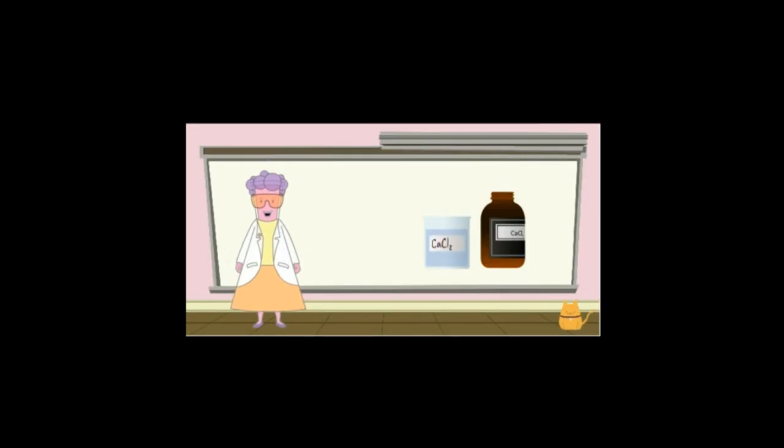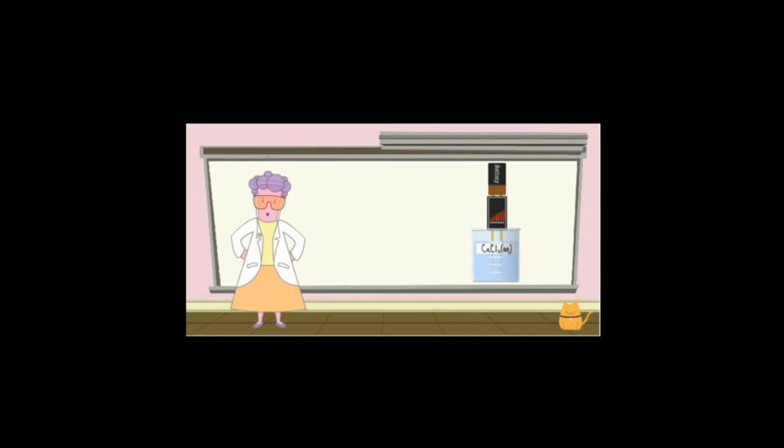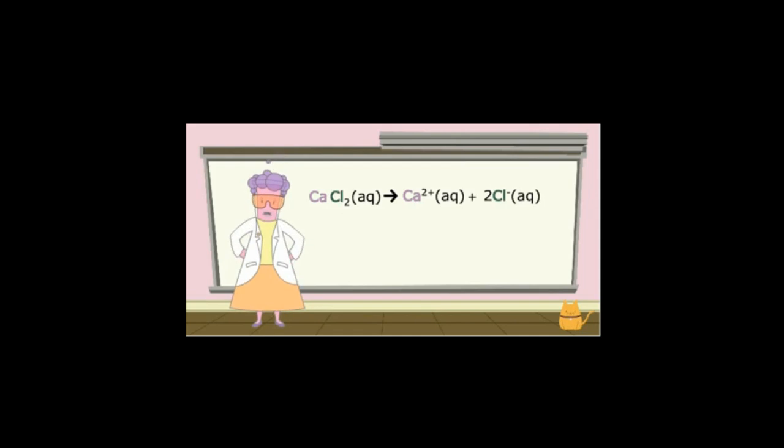When a substance dissolves in water, we say it's aqueous. Thus we write the formula followed by (aq). For example, if calcium chloride is dissolved in water, we represent this as CaCl2 (aq). An aqueous solution of calcium chloride conducts electricity very well, which means that it exists nearly completely as dissociated ions. We can write an equation for the ionization of aqueous calcium chloride as CaCl2 (aq) → Ca2+ (aq) + 2Cl- (aq).